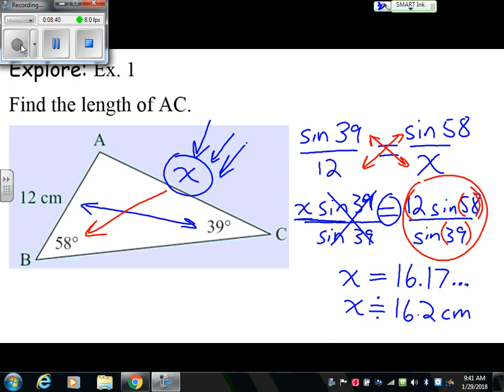Now we can look back at the picture. We only knew one length previously, which was 12 centimeters. And now we found this side, which appeared on the picture, AC, to be much longer than the 12. We end up with 16.2, which is over 30% bigger. So that seems reasonable. It's not ridiculously large, and yet it seems to be in scale with the rest of the picture. That's an example of using the sine rule. Let's try again.